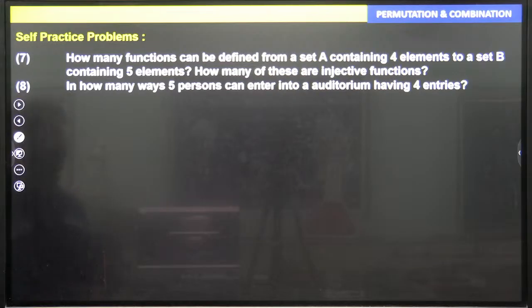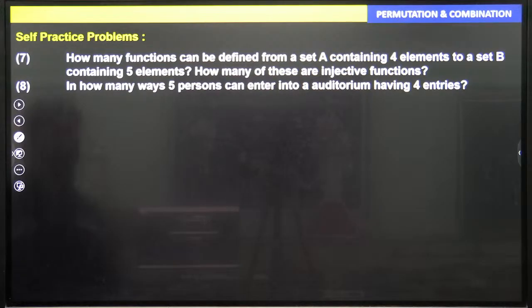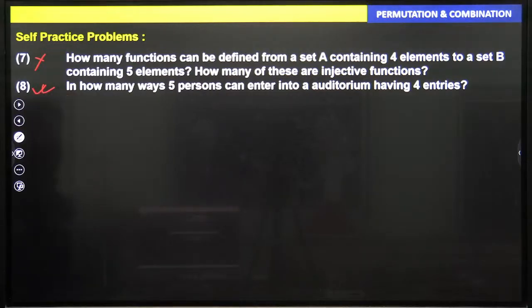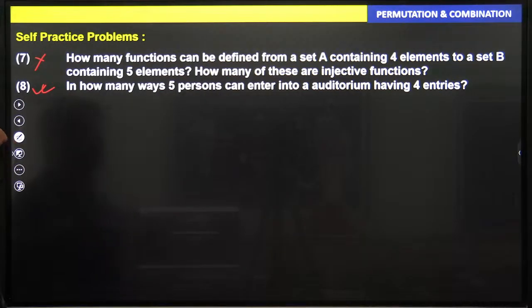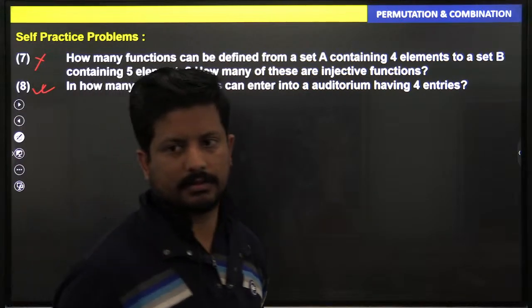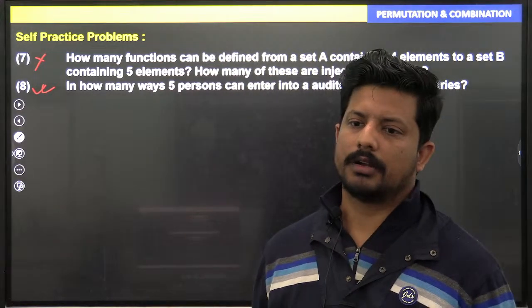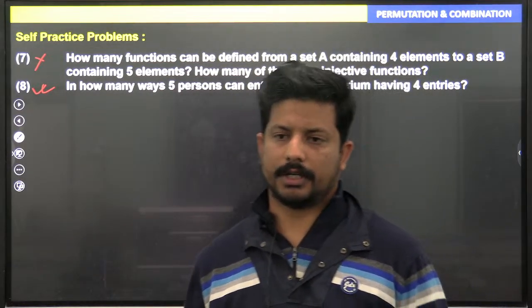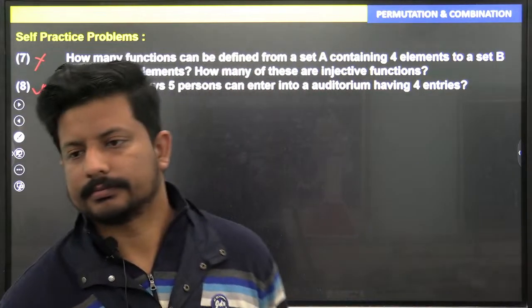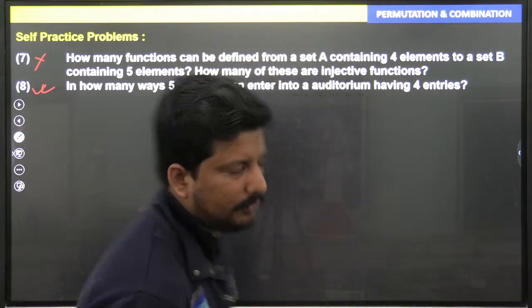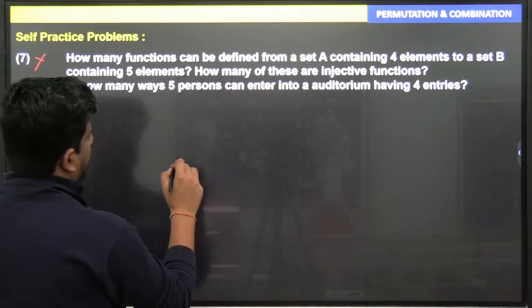Okay, so I am giving you again the question on how 5 persons can enter an auditorium having 4 entries. Do not solve this one, solve this one. In how many ways can 5 persons enter an auditorium having 4 entries? So we have 5 persons, and they want to enter from 4 gates. So how many ways can they enter? Tell me that.